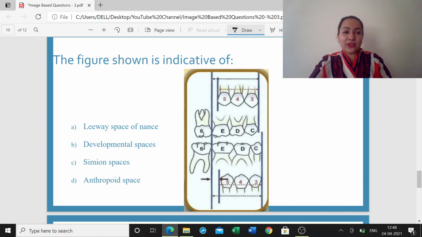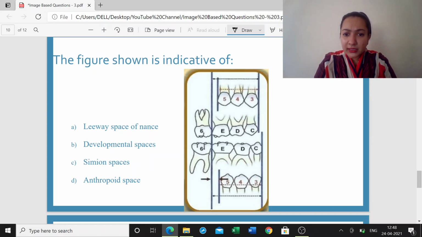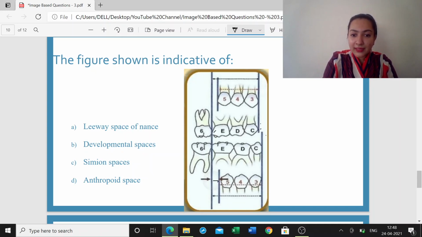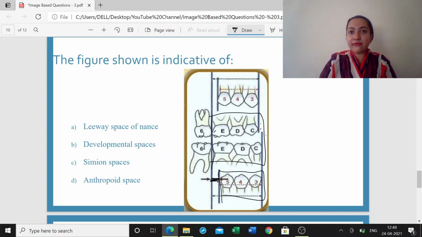Next question. The figure shown is indicative of. This is one thing which you all have covered in orthodontics as well as periodontics. So what do you see here? That the combined mesiodistal width of primary canine and molars is more than that of permanent canine and permanent premolars. So what do you get here? Excessive space. Do you see that primary teeth are occupying this much amount of space, and when permanent are erupting, they are occupying this much amount of space? So this space which you see here is excessive space.